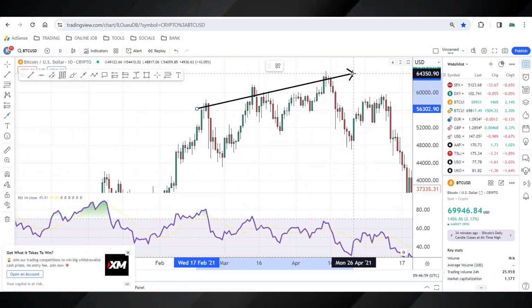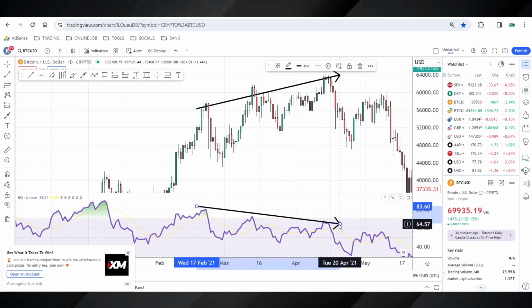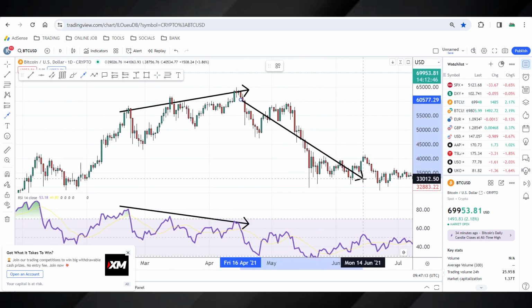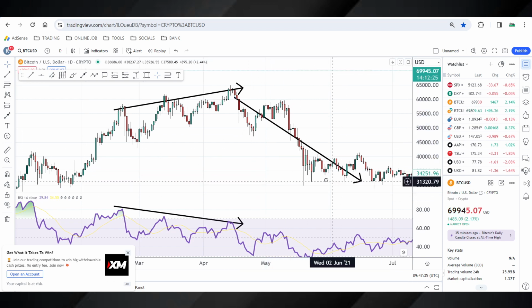Okay, more examples. The prices are going up while the RSI is going down. Okay, and what happened next? The prices fell down and formed a bear market here. So as you can see, guys, if there is the presence of what we call bearish divergence, then sooner or later, we will be seeing a decline in the prices of the market.